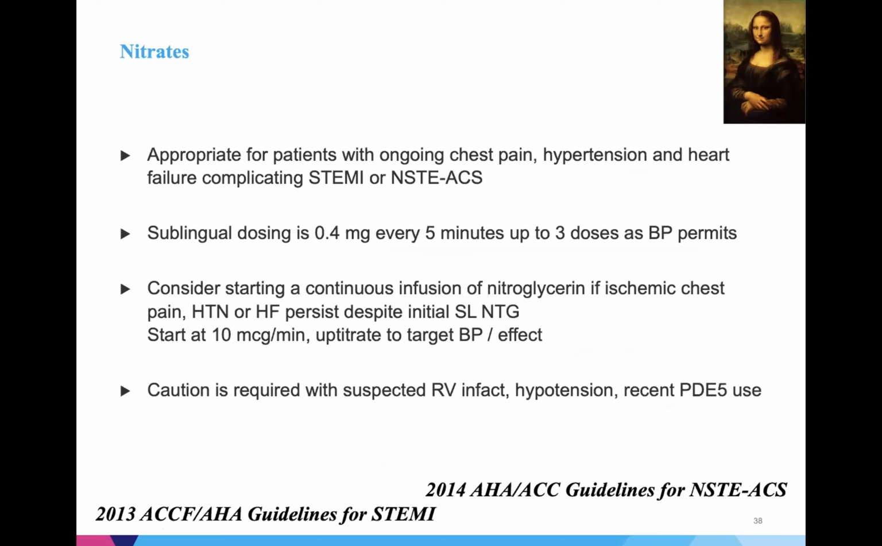Nitrates can be very useful, both as favorably affecting the physiology and also alleviating symptoms. You could give it sublingually, you can give it as a spray, you can give it as a paste or a patch, or certainly as a drip.